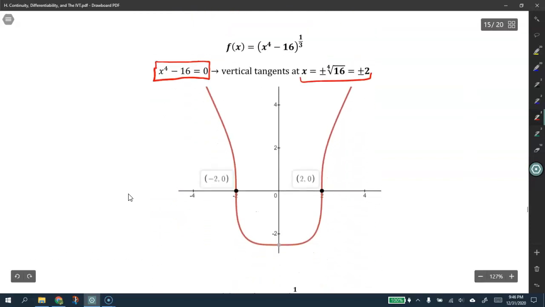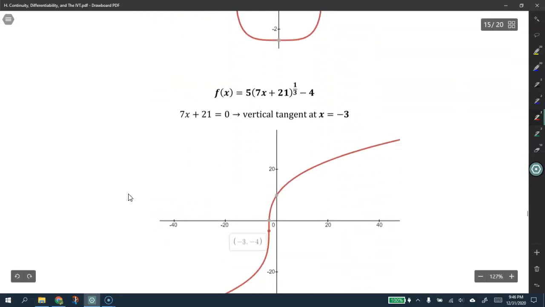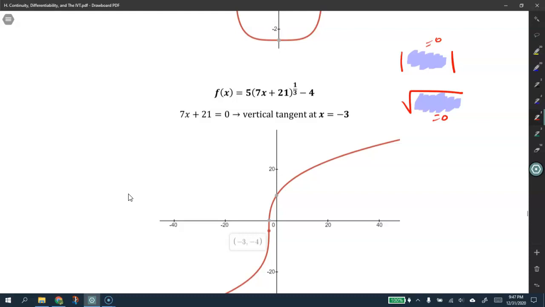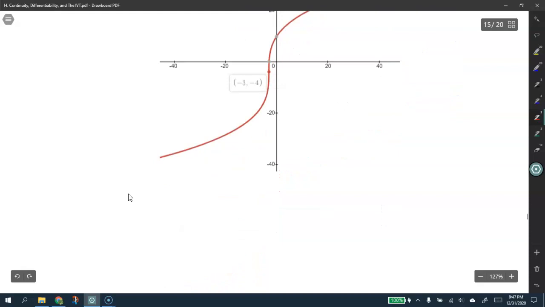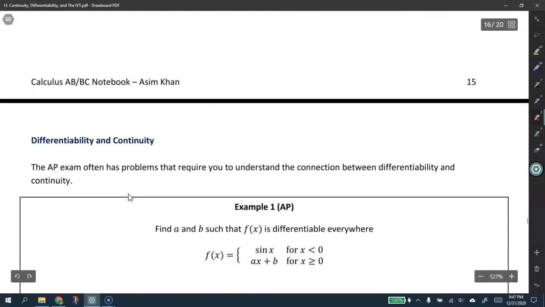So when in doubt, if you see absolute values or a root, just take the inner part of that absolute value or that root and set it equal to 0 and solve it. And if you end up with an actual answer, then what you can conclude is this thing actually has a vertical tangent, or it has a corner, or whatever it may be.